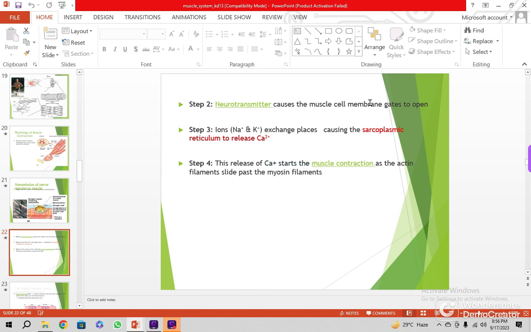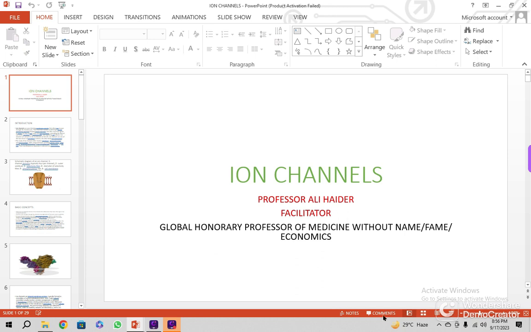The problem here is this one. What are the gates? Obviously, this is written, but it is not clear here. So, effort has been made by me to clear this. Let's start some discussion. Although this lecture is quite long, it will take time.